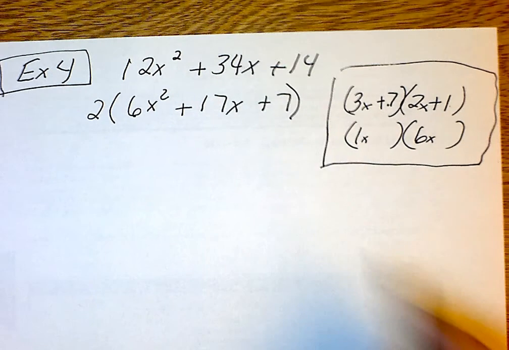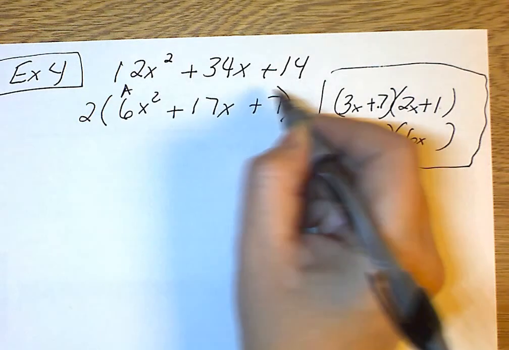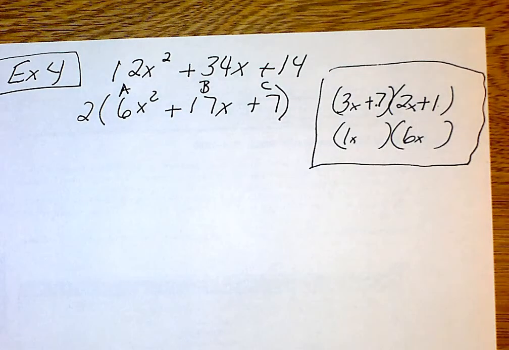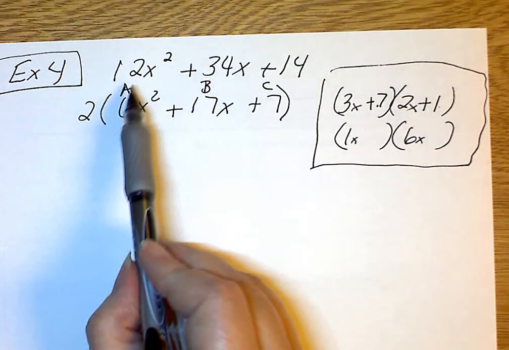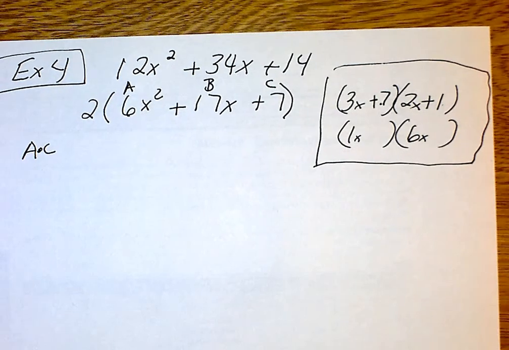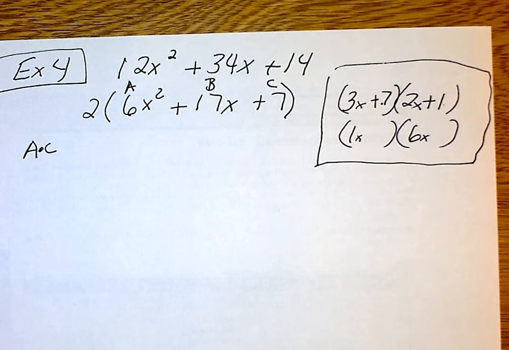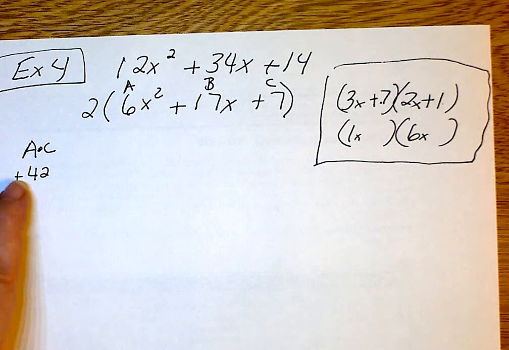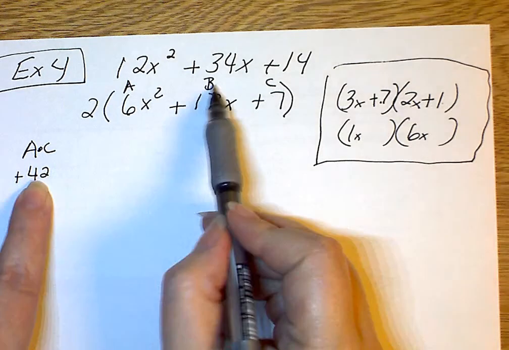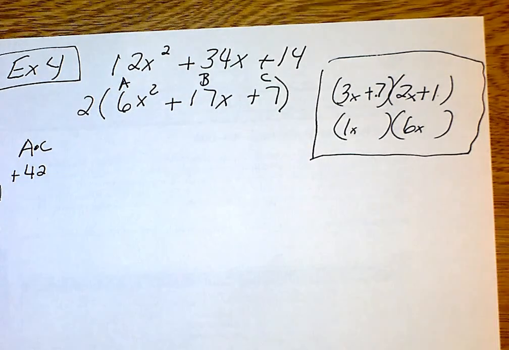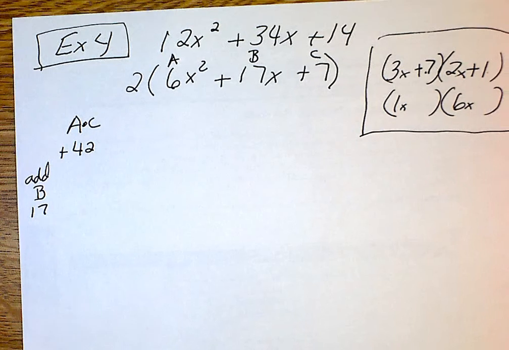The other way is to say that this is A, this is B, and this is C. It's the exact same thing we were doing, just one more step. You still multiply A and C together. What is A times C? 6 times 7 is 42, and it's a positive 42. So we're looking for two numbers that multiply together to give you 42, and that when you add them give you B, which is 17.